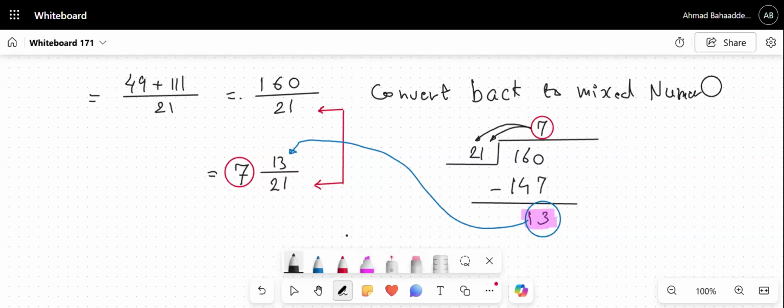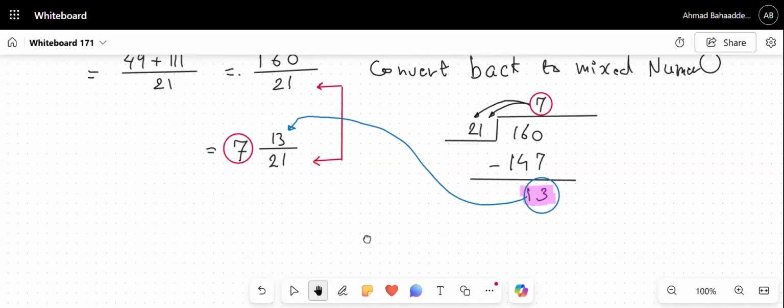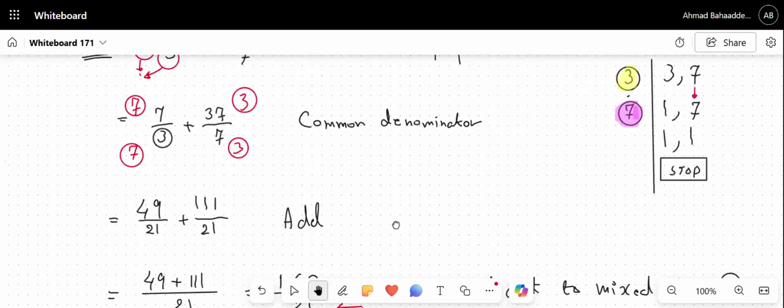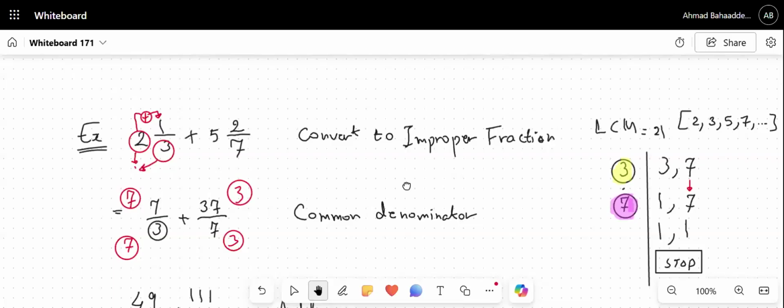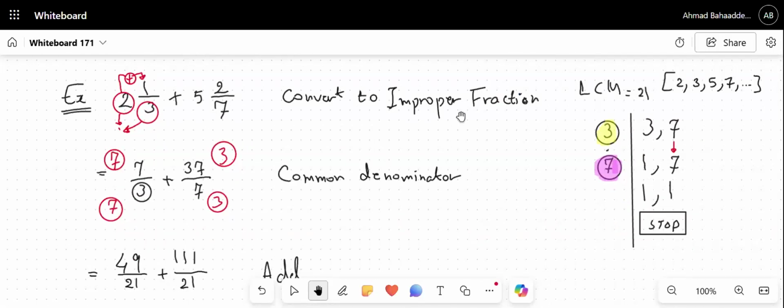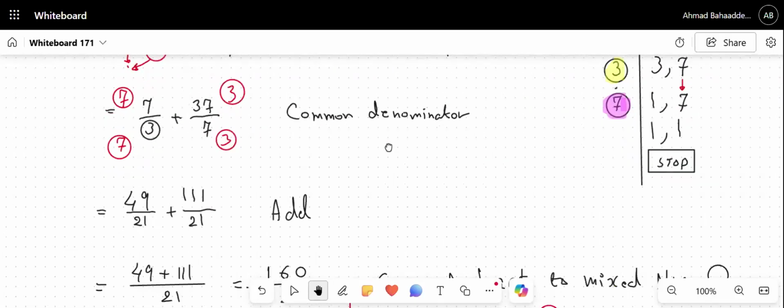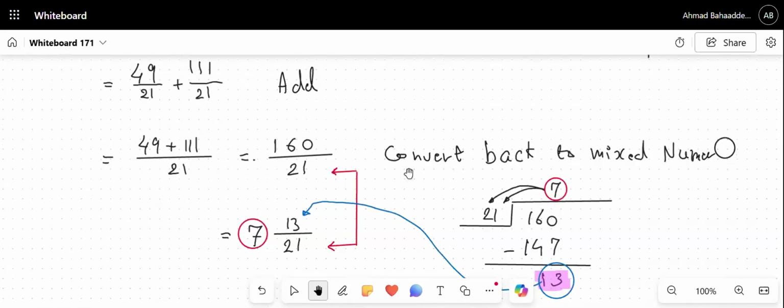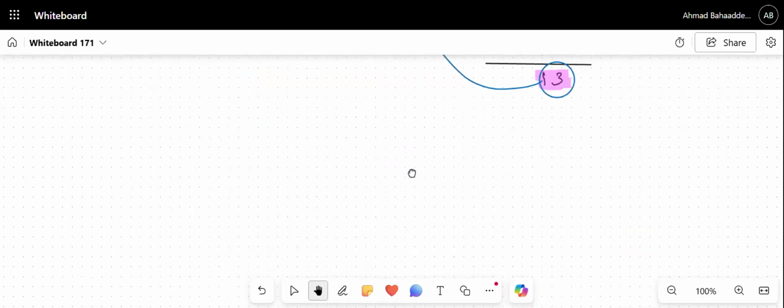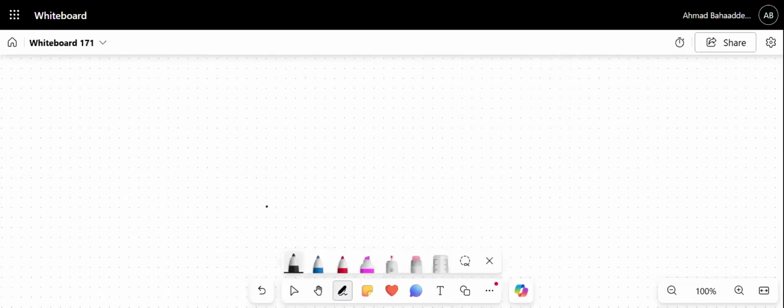We can take another example as a subtraction, and maybe we can make another video for multiplication or division, or we continue the same thing here. So this example was an example of addition. So convert to improper fraction, common denominator. If you don't have a common denominator, then we are going to add, then convert back to mixed numeral. That's the idea. So now let's take another example of subtraction.